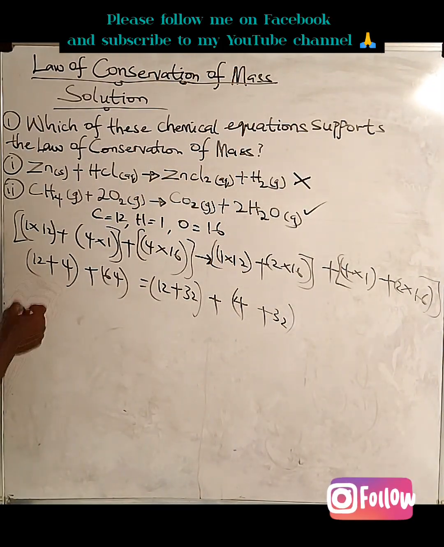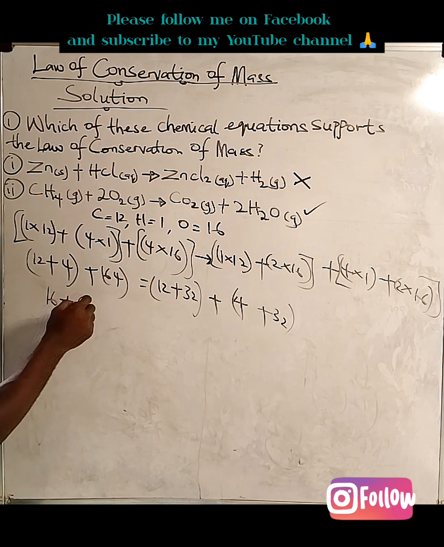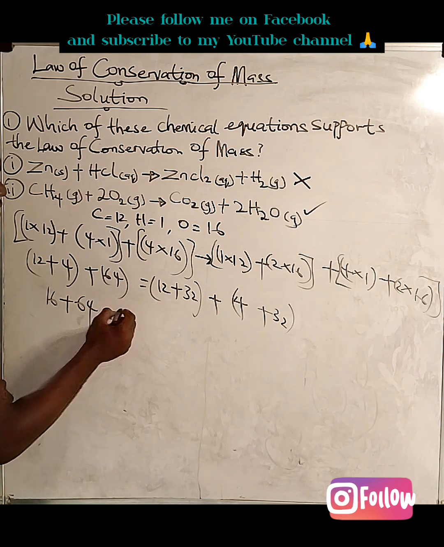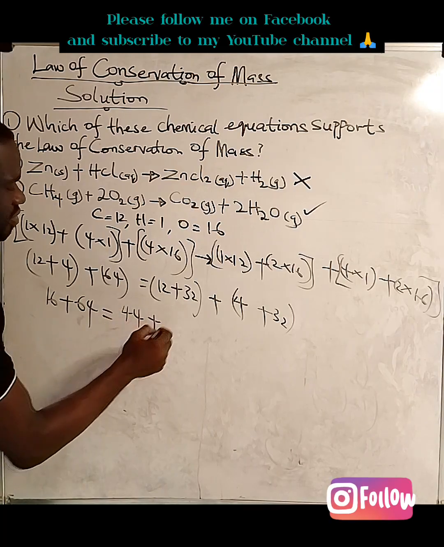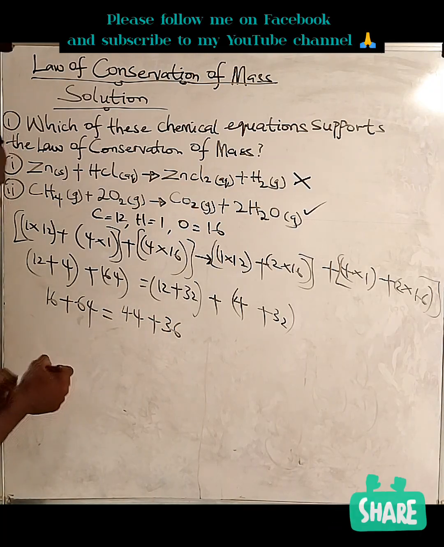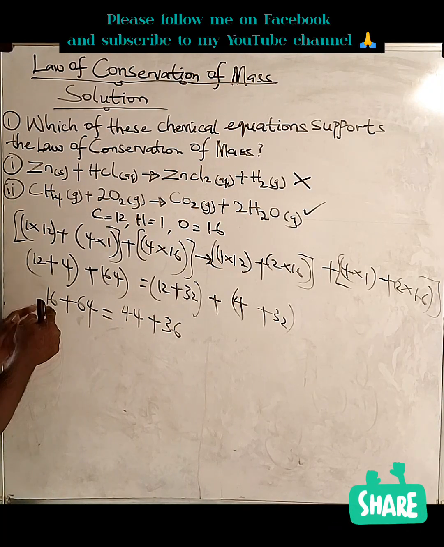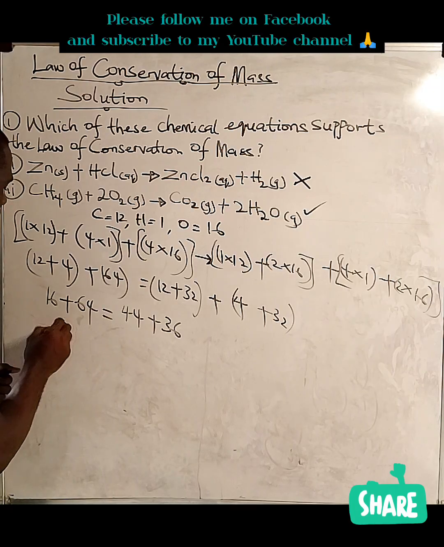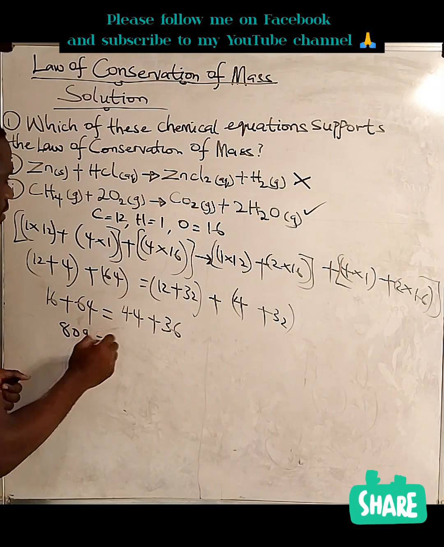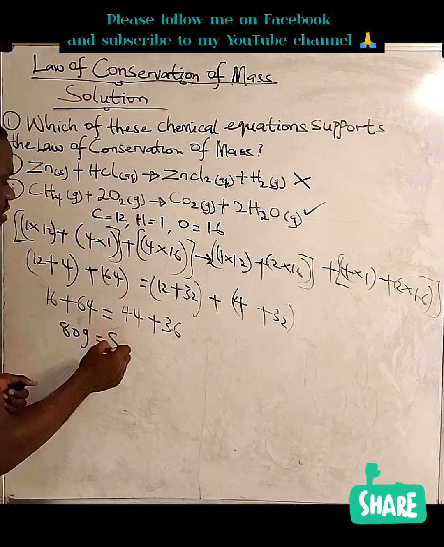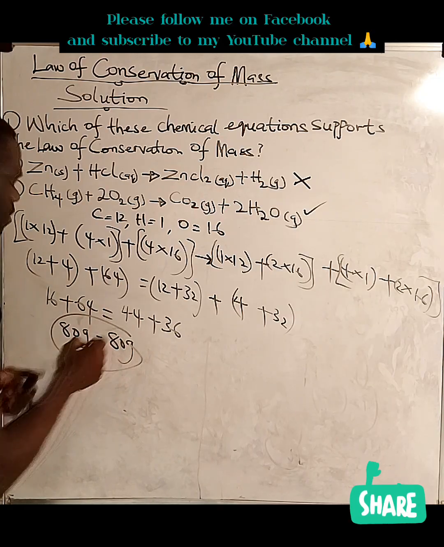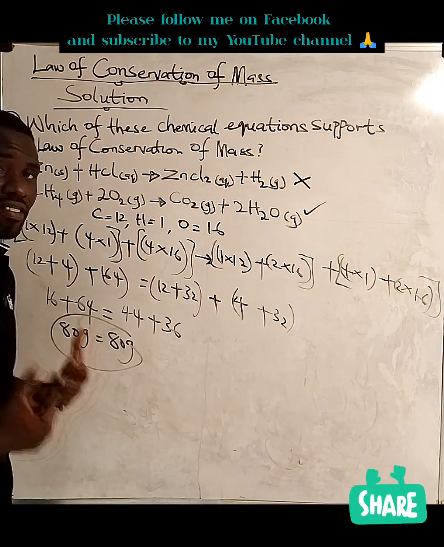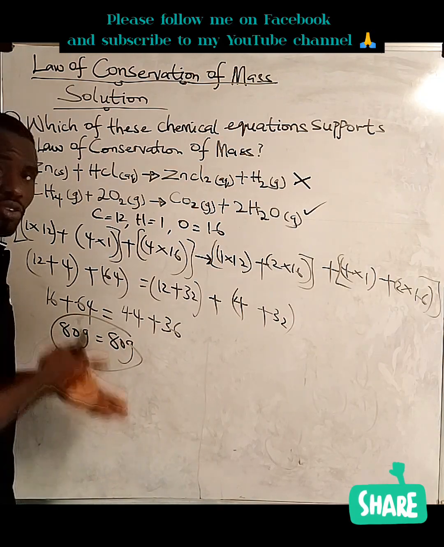You have that. So 12 plus 4 is 16, plus 64. That's on the reactant side. Then the product side, 12 plus 32 is 44, plus 36. So it's high time we added this up. 16 plus 64 will give us 80 grams. 44 plus 36 will give us 80 grams. So the law of conservation of mass or matter is being obeyed right here, as you can see in the second equation.